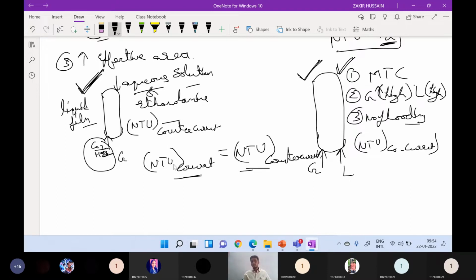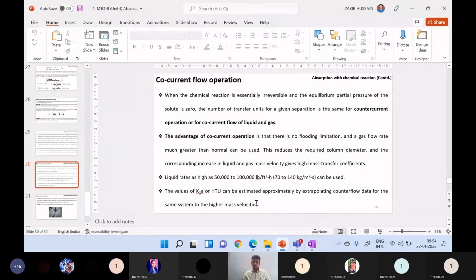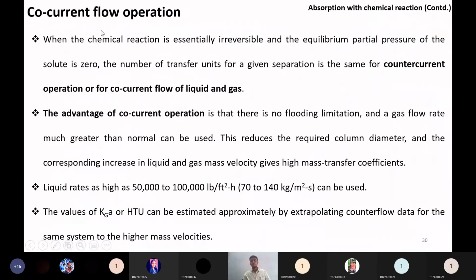Why? Because the NTU will not have any effect, but the mass transfer coefficient will be increased, and high gas rates and liquid rates can be maintained, and therefore the mass transfer coefficient increases, and there are no flooding conditions also in this co-current operation. So that's the advantage of using co-current flow operation.